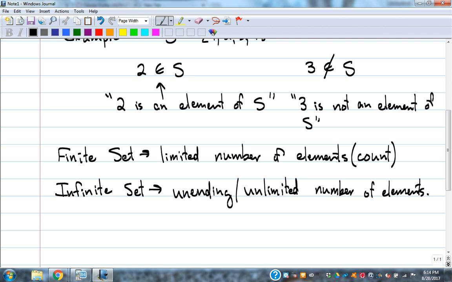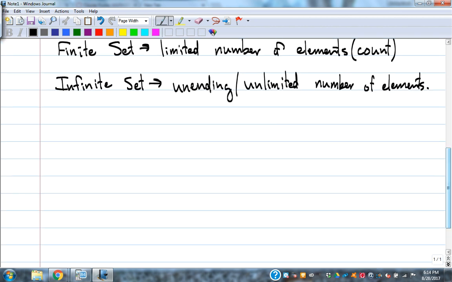All right. So let's look at some sets of numbers that we deal with in this course and define them as finite or infinite. The first set of numbers is the natural numbers.